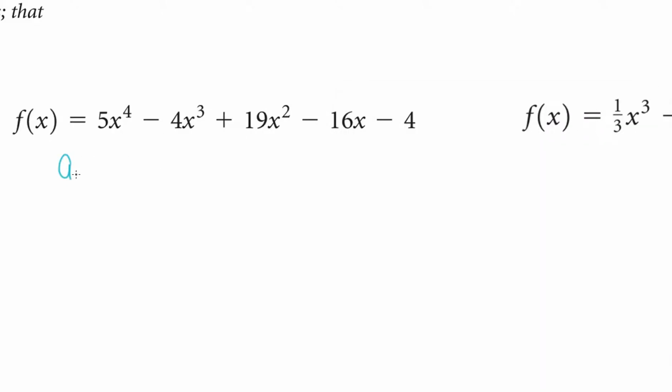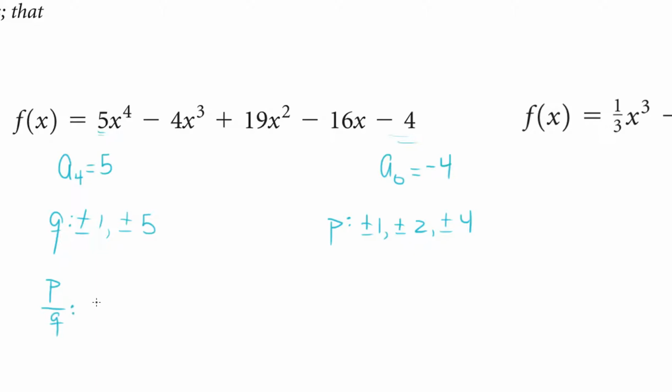So again, a sub 4 in this case is the coefficient 5, right? And a sub 0 is negative 4. Now p is all the factors of negative 4, which are plus or minus 1, plus or minus 2, plus or minus 4. Q are all the factors of 5, which are plus or minus 1, plus or minus 5. And then p divided by q, it's going to be all the positive combinations between p and q, dividing these factors between these factors. Okay?